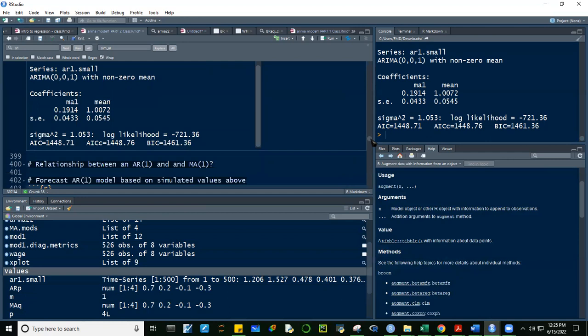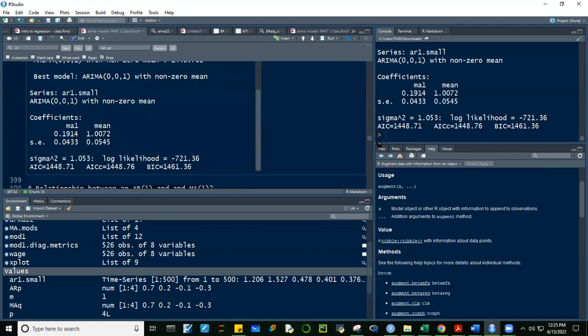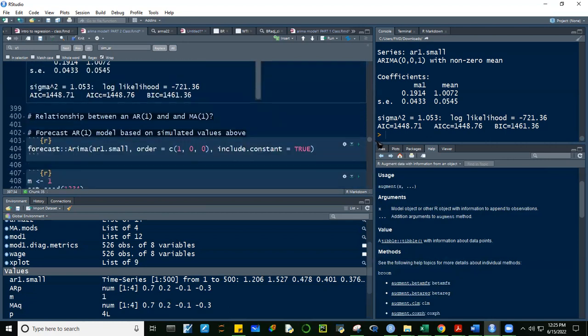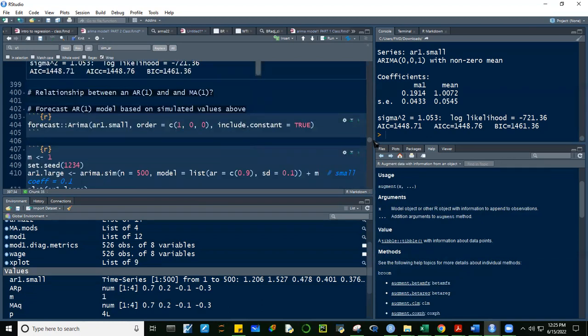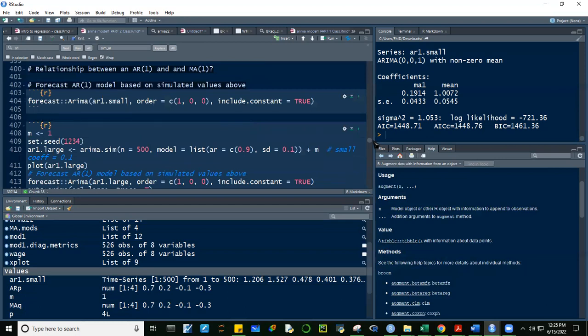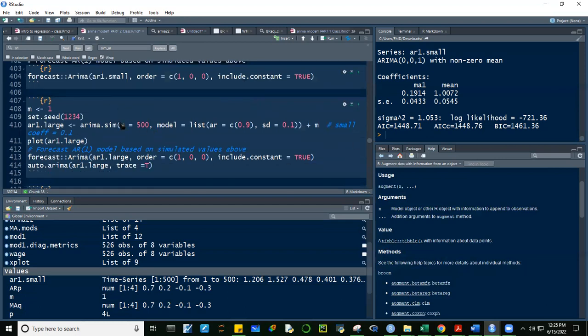Okay, kung bakit kaya yung supposedly AR1 model, guys, naging MA1 yung model? So ang question kasi, what's the relationship between an AR1 model and an MA1 model? Okay, so I'd like you to research on that, guys. I leave the answer to you. Okay, ito naman guys, malaking AR1 component, 0.9. Yung kanina 0.1 lang.